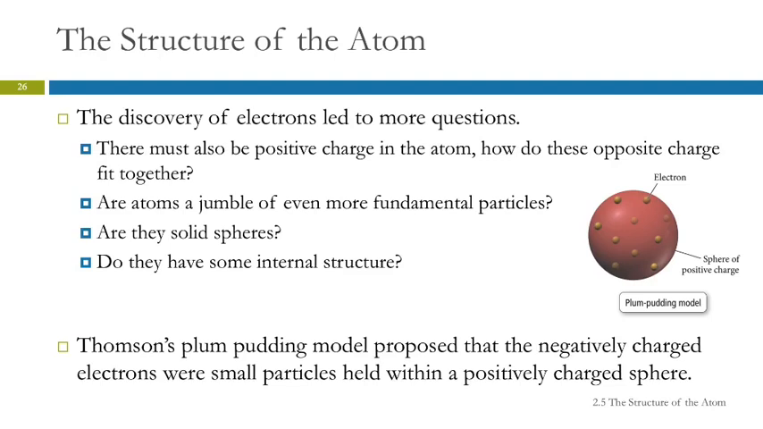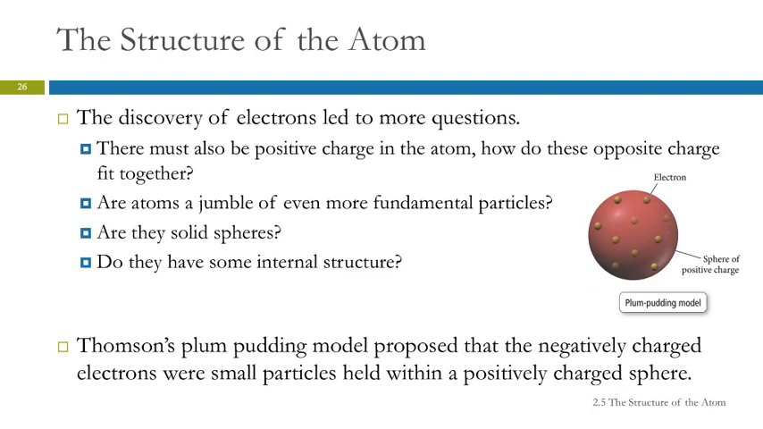So Thomson came up with what's known as the plum pudding model. In the United States, we don't eat plum pudding. That's a British dessert. Think of a blueberry muffin. So blueberry muffin, you've got the muffin part, and then you've got blueberries, and they're just kind of randomly distributed. And this was Thomson's model for the atom.